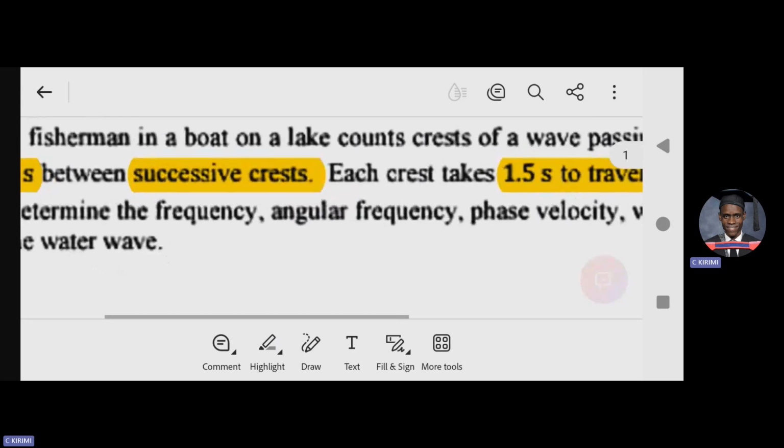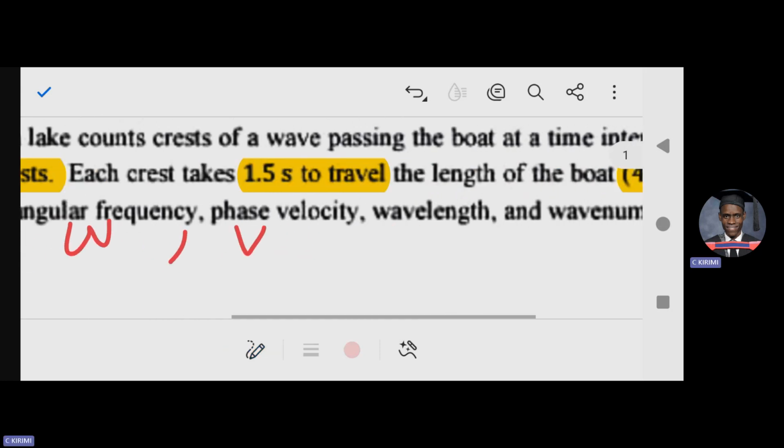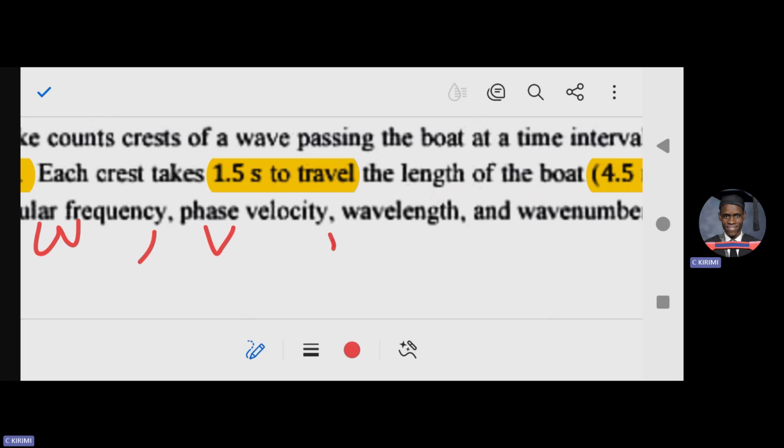Those are the symbols, like what we discussed yesterday: f for frequency, the angular frequency omega, the phase velocity v, the wavelength lambda, and the wave number k.